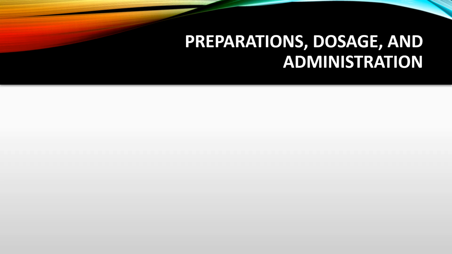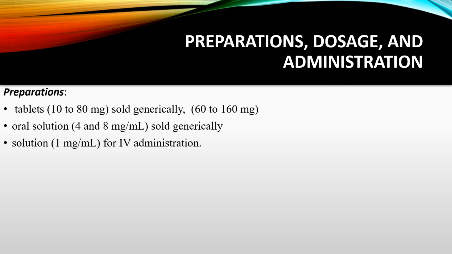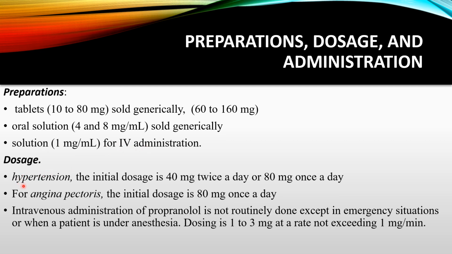Propranolol is available in tablets or an oral solution. It could be 10 to 80 milligram, or in oral solution, or for IV administration. For the dosage, for hypertension, the initial dose is 40 milligram twice a day or 80 milligram once a day. For angina pectoris, it is usually 80 milligram once a day. And IV administration of propranolol is not routinely done except in emergency situations.